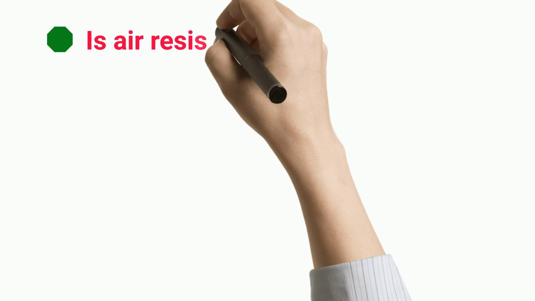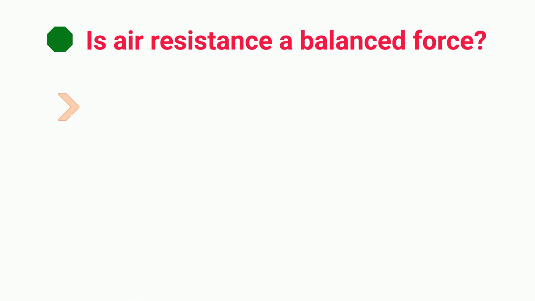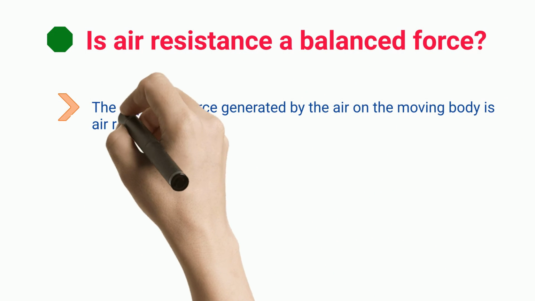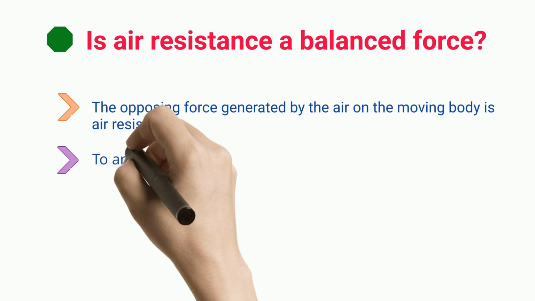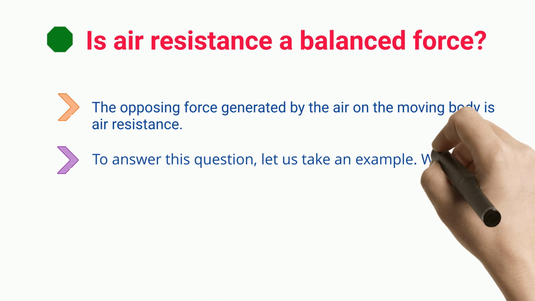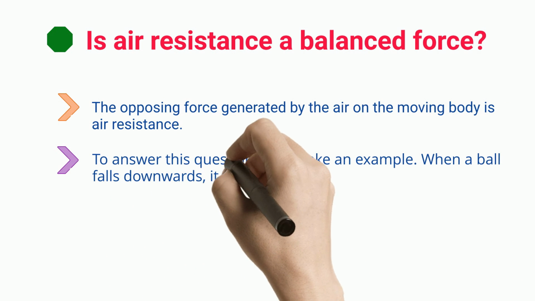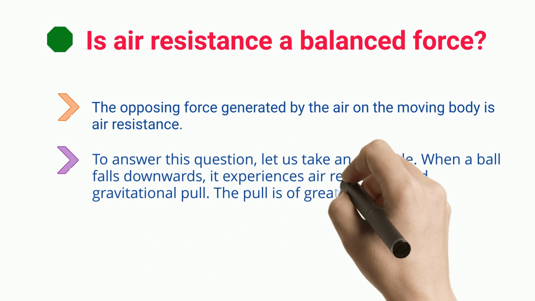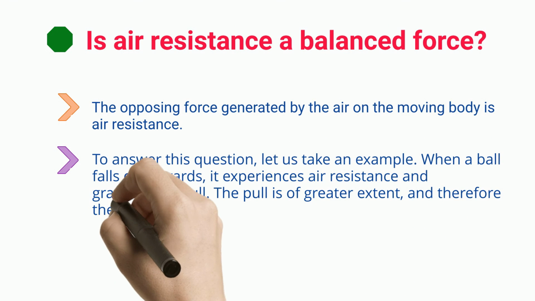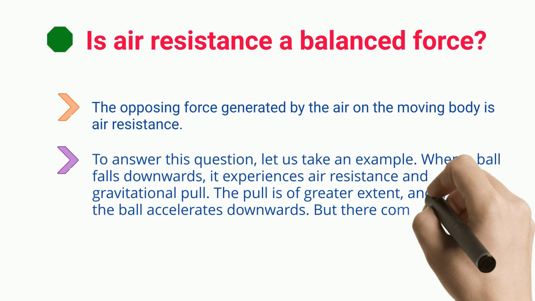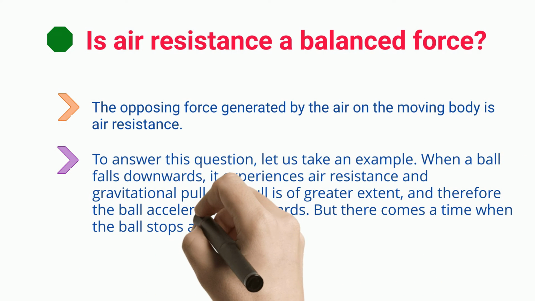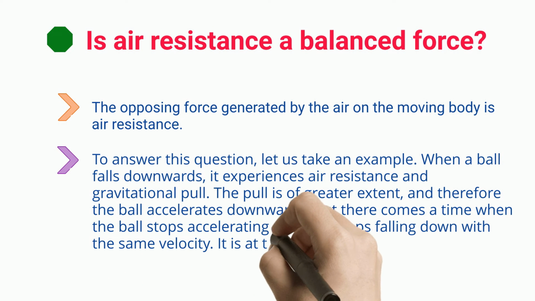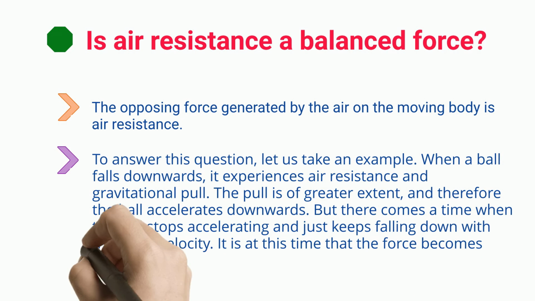Is air resistance a balanced force? The opposing force generated by the air on the moving body is air resistance. To answer this question, let us take an example. When a ball falls downwards, it experiences air resistance and gravitational pull. The pull is of greater extent, and therefore the ball accelerates downwards. But there comes a time when the ball stops accelerating and just keeps falling down with the same velocity. It is at this time that the force becomes balanced.